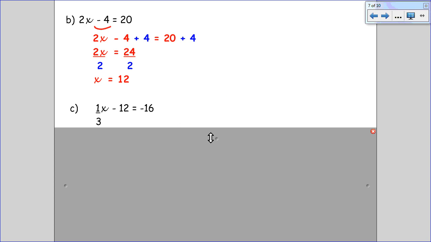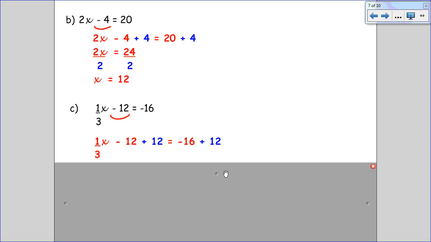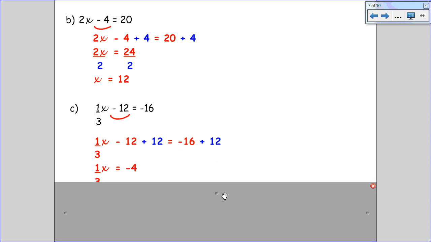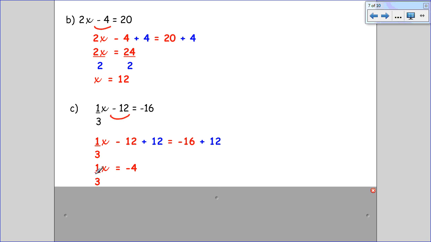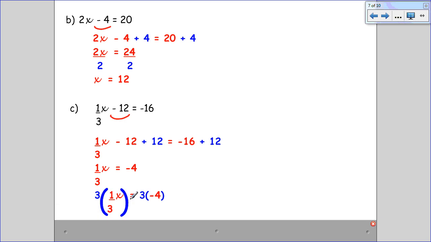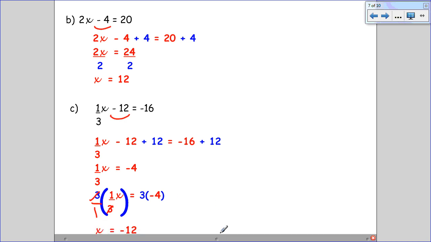1/3 x minus 12 equals negative 16. Again, I need to get the x's alone first. So to get rid of the negative 12, or subtract 12, I have to add 12 to both sides. Once I do that, I've got 1/3 x equals negative 4. And in order to get rid of this 1/3 in front of x, which is like a divide by 3, I need to multiply both sides by 3. And again, remember that this is 3 over 1. That 3 is reduced, and I'm left with x equals negative 12.